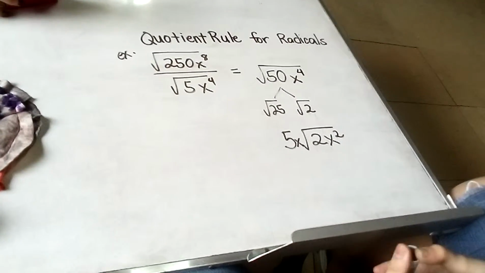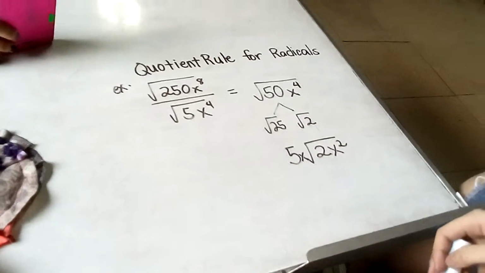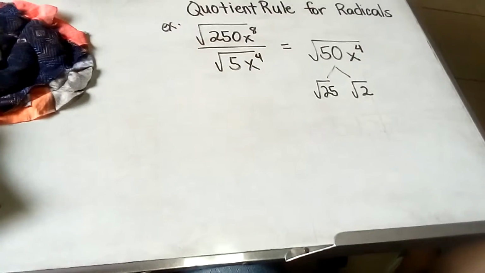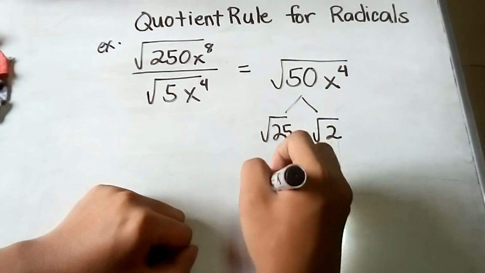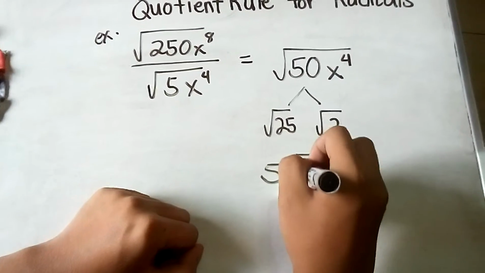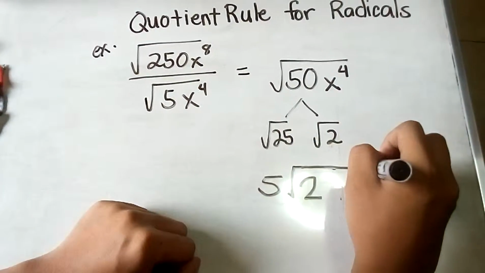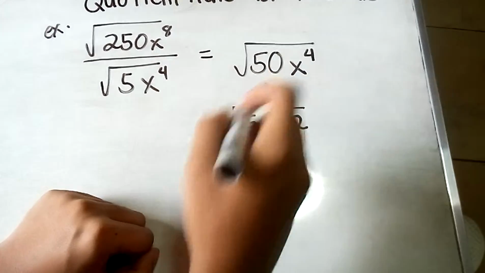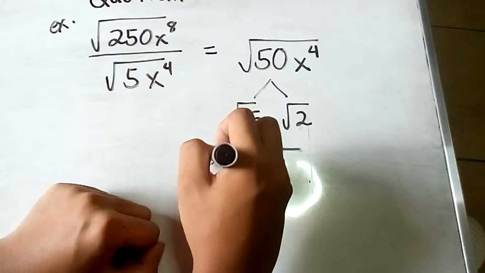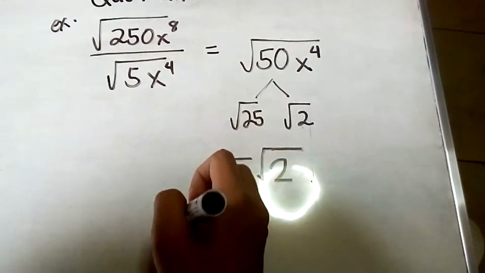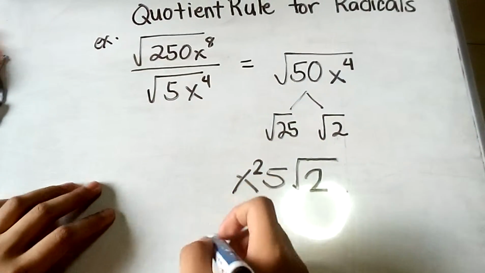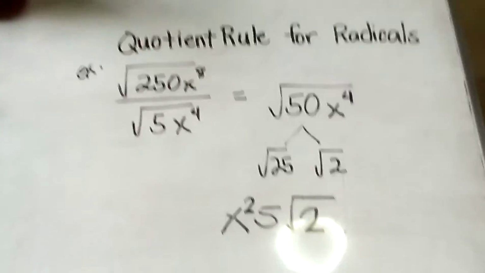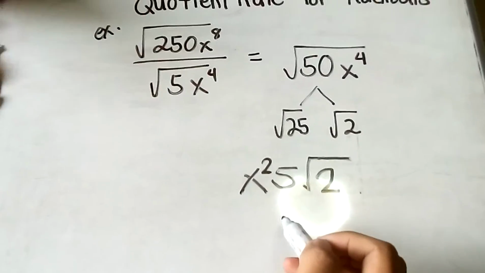What are we doing? 5 only outside. It will become 5 square root of 2. Since x to the 4th is divisible by 2, x to the 4th will become x squared. Remove x squared. What the fuck? Okay, that's wrong.